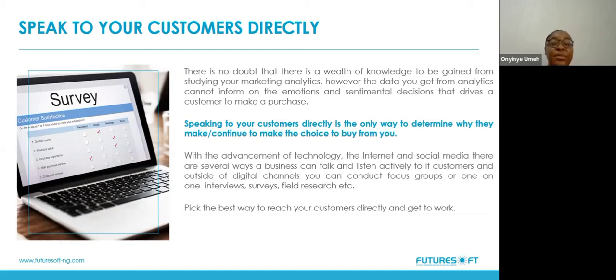And especially in this day and age, there's a lot of emotions that go into purchase decisions, and you want to understand that because with that you'll be able to push your customers to patronize your products and your services. In order to do this, you need to speak to your customers directly. And with the invention of social media and the internet, there are several ways that you can use to do this. You can speak to your customers directly using those digital channels.